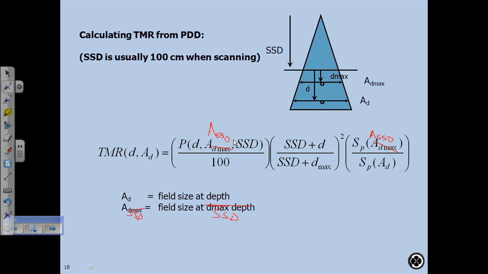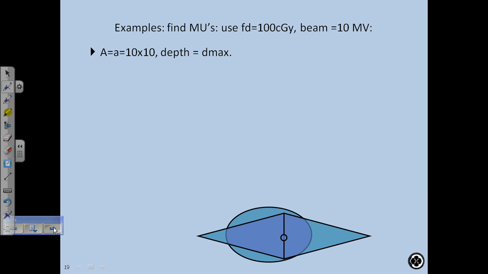Okay. And usually a scanning computer, after you've done the PDD scans, will convert your TMRs for you. You actually just click a button and it's done. Okay, let's do some calculation examples. All right, so big A equals little a equals 10 by 10. That means there's no MLC; it's defined by the jaws. And then the depth is D max, so what's the MU?